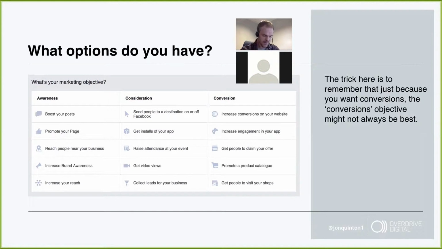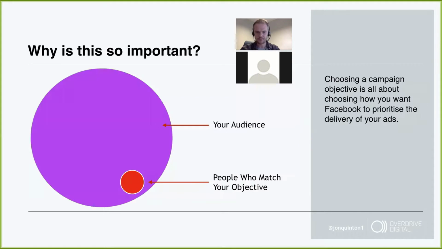The mistake people tend to make is they go, well, I want sales, I want conversions, so I guess I'll pick the conversions objective. And that might not always be best, because different objectives tend to have different costs. So the CPM in a conversions campaign will likely be a lot higher than the CPM that you pay for a traffic campaign, sometimes upwards of 50% higher. So it's pretty significant. But why do you need to select this correctly and carefully?